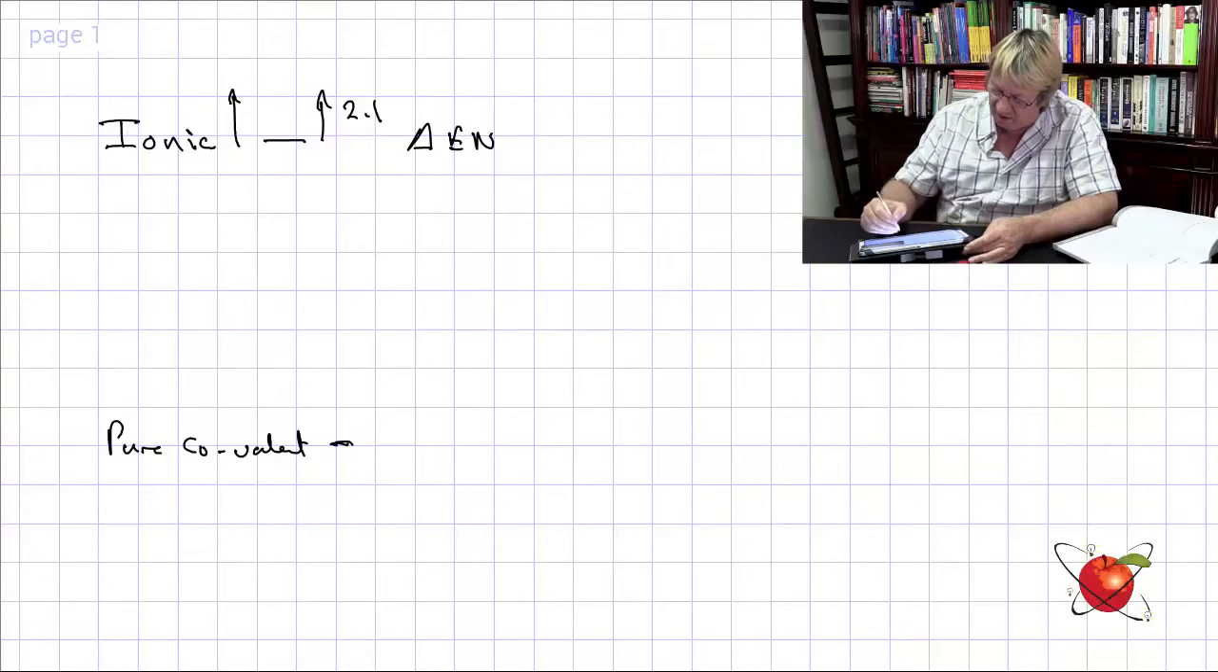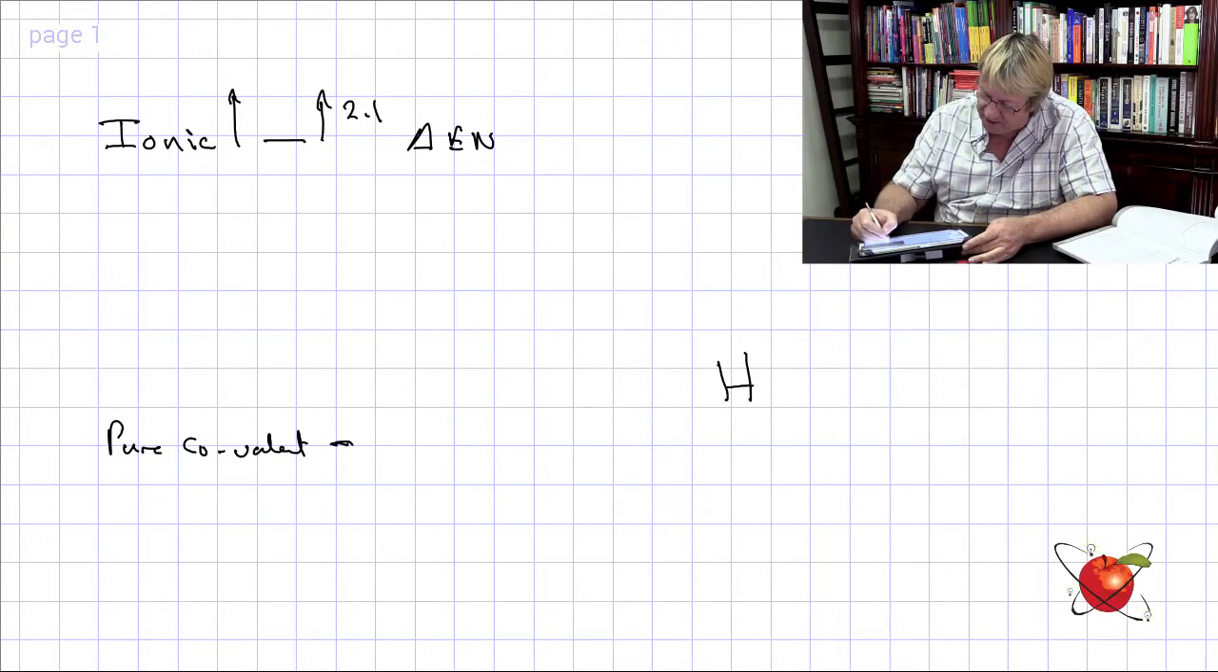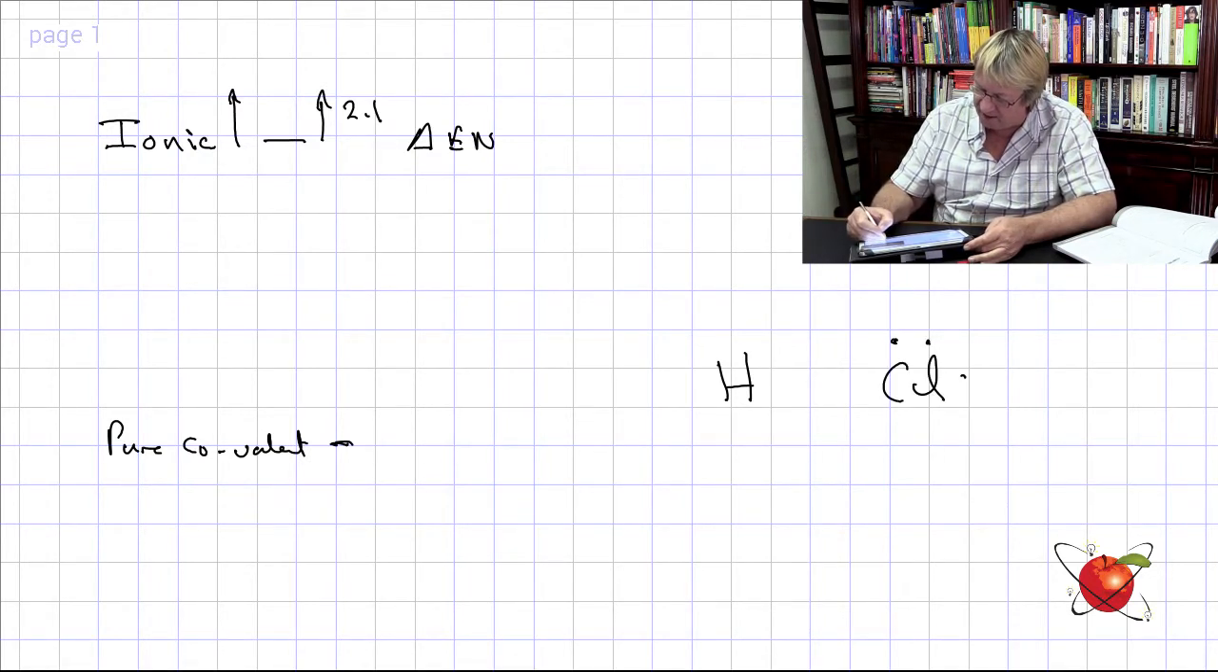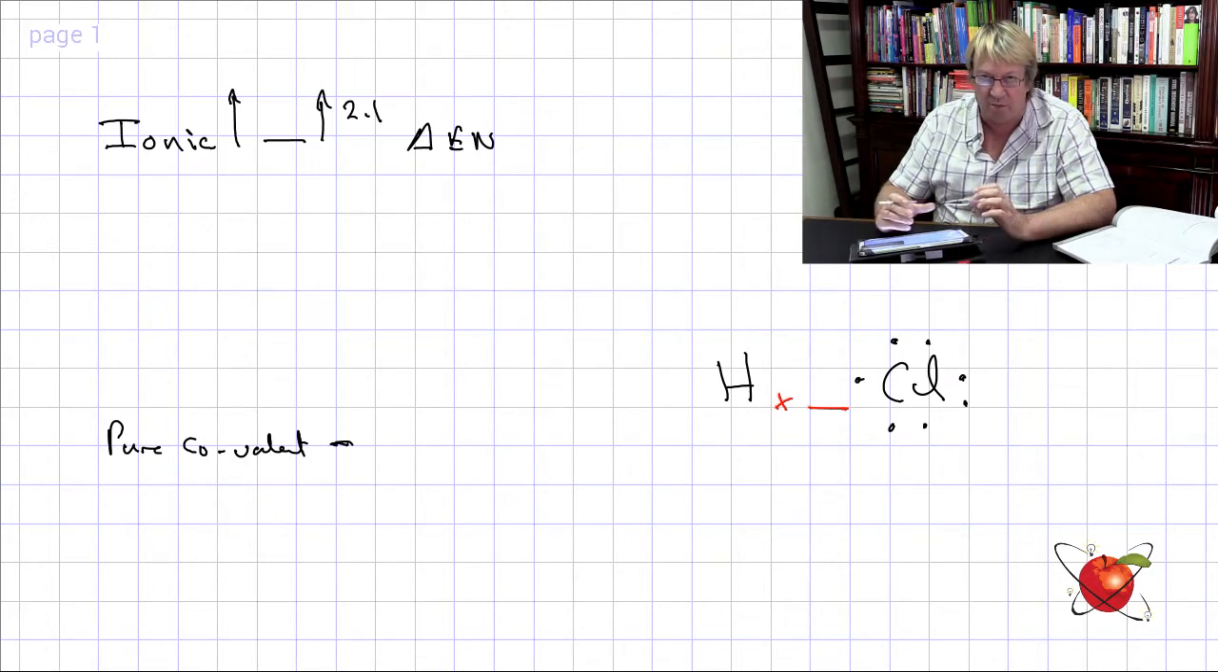But now, what happens in between? What happens if we have something like hydrogen chloride, hydrochloric acid? Well, we've got H and we've got Cl. Remember, hydrogen had only 1 electron. Now we have HCl, don't we? They are bonded. Let's have a look at how they're bonded.